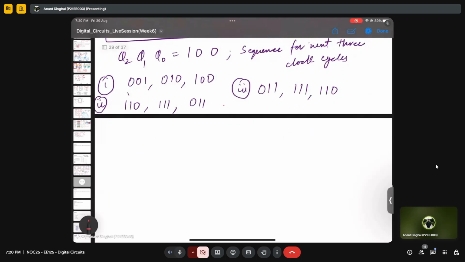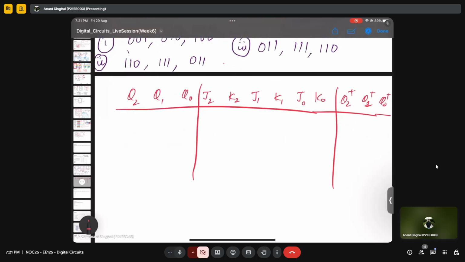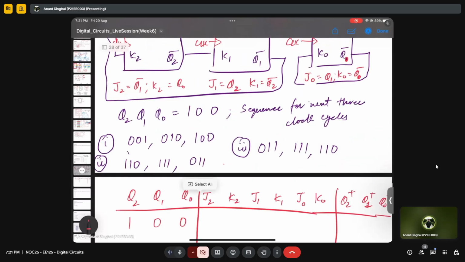So let's make that table. It says Q2, Q1, Q0, and we know what are J2, K2, J1, K1, J0, K0. And basically we need to find the next state, that is Q2 plus, Q1 plus. So writing plus means basically the n plus 1 state. The initial state is 1 0 0, and we know the relations between J, K and everything. So J2 is basically Q1 bar, so Q1 is 0, so J2 will be 1. Is this clear to everyone? How I have written J2?